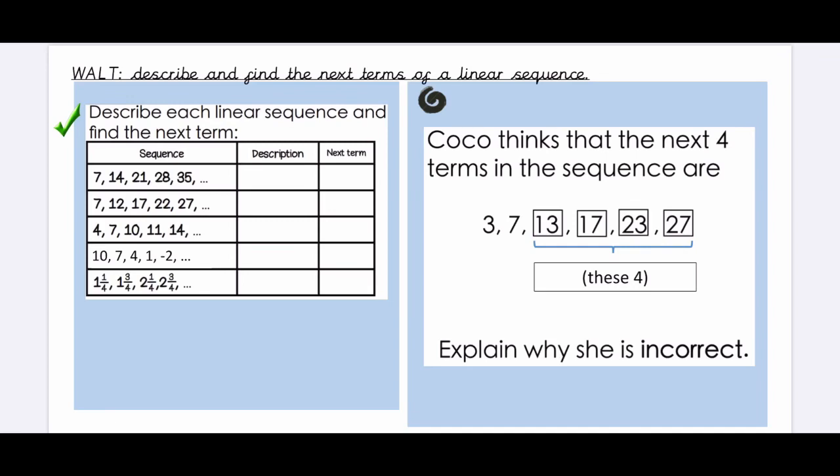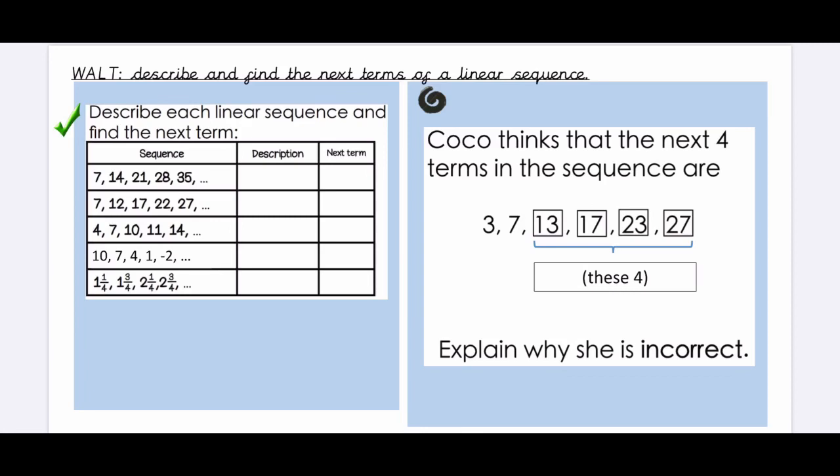Okay, so your Do It Today has 5 questions. So there are 5 sequences. Your first job is to write the description for each of those sequences, so whether they're addition or subtraction and by how many. You then need to work out the next term, so the next number, for each of those sequences.